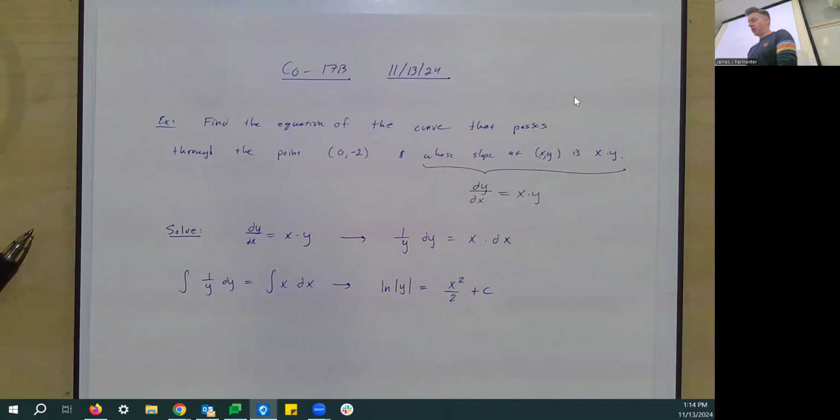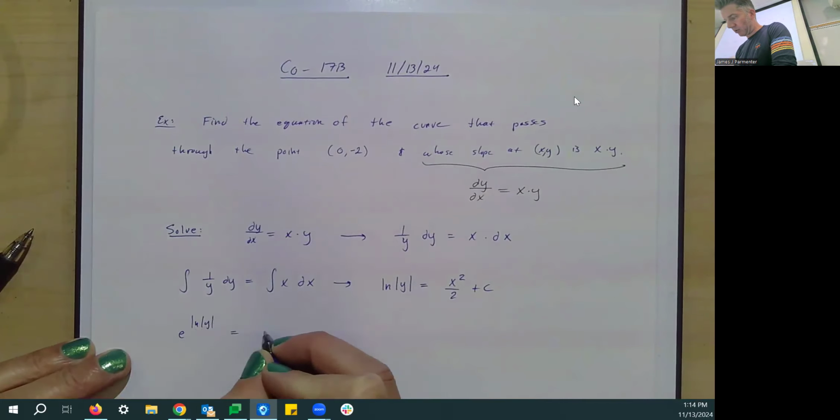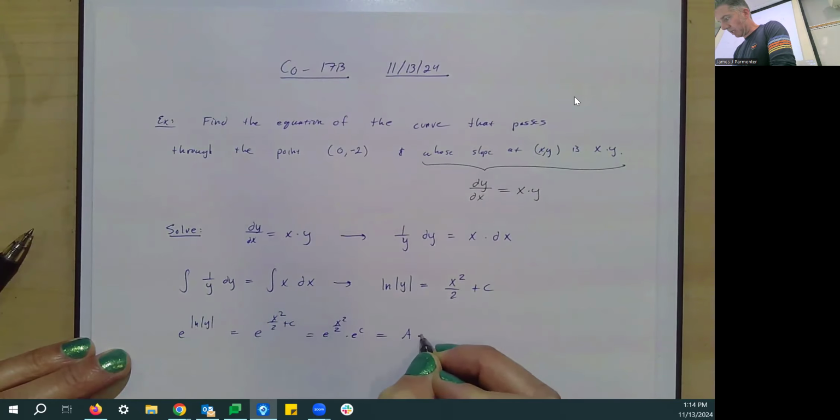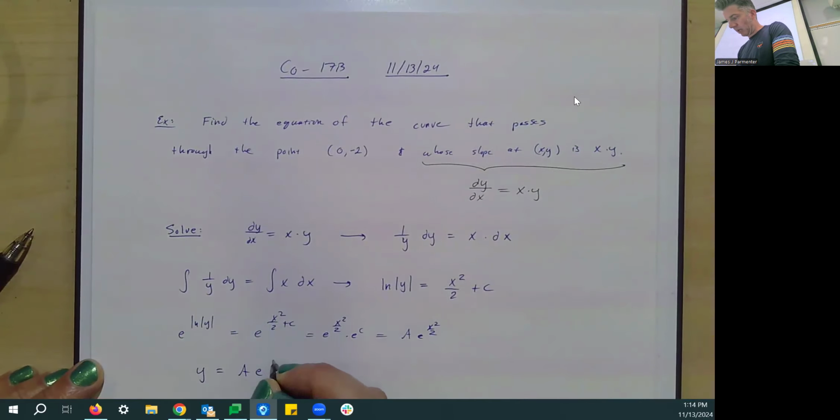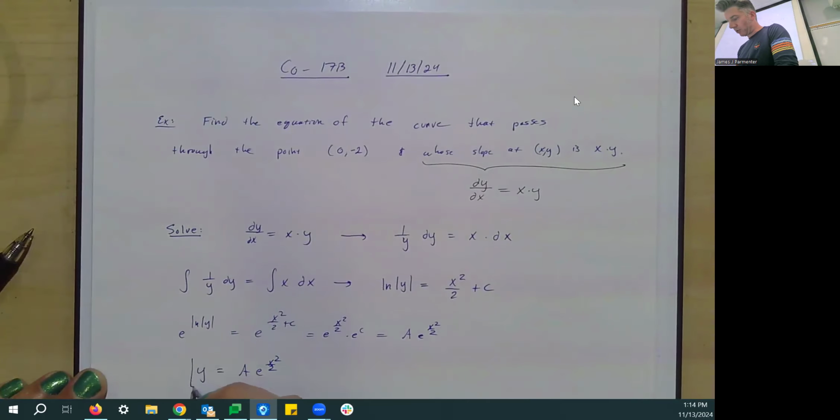And then we're going to solve for y. So we're going to say that e to the natural log of the absolute value of y is equal to e to the x squared over 2 plus c, which becomes e to the x squared over 2 times e to the c, which becomes a times e to the x squared over 2. And in this process, you end up taking care of whether or not y is positive or negative. So we can just say that y without the absolute value is equal to a e to the x squared over 2. Wow, it looks really terrible, James. Sorry about that. So that's our general solution.